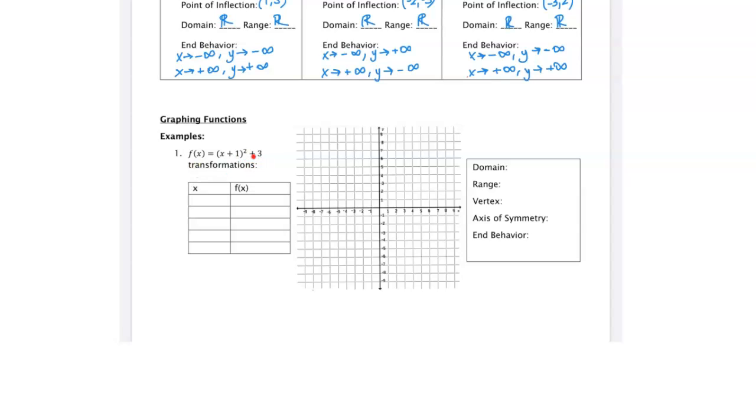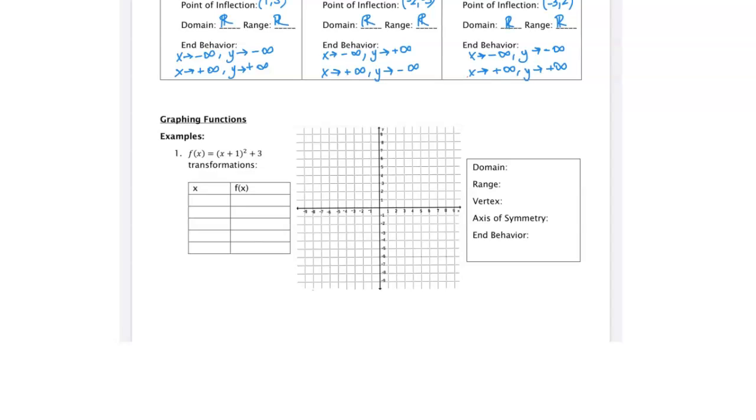We can identify the transformations, and then we can go ahead and create a chart or a table, and then graph, and then again fill out our information. I will post a separate video that shows you how to generate the table by using Desmos.com. So please stay tuned for that particular video.